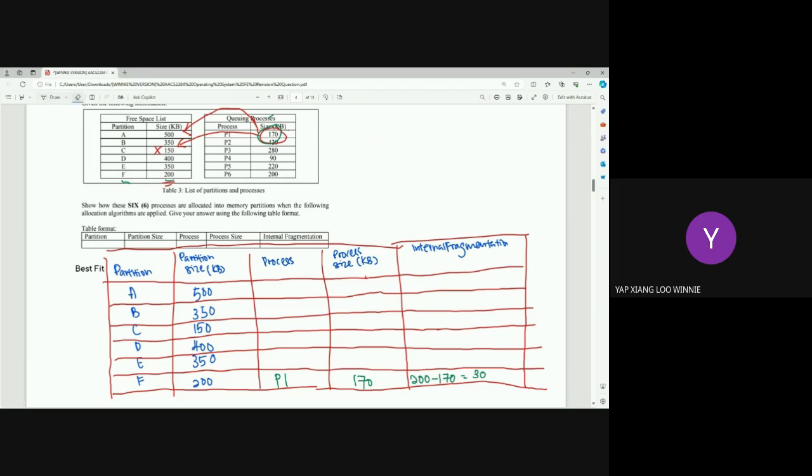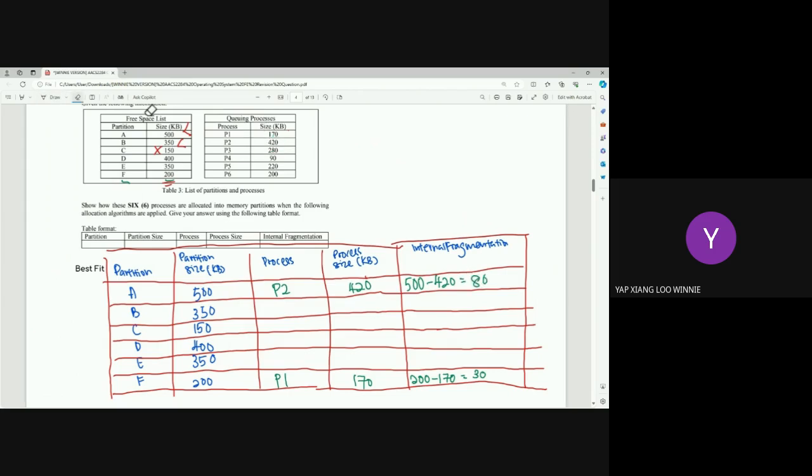Okay, let me erase this one. Now, process 2, the size is 420. So you scan through again. Which one can put in 420, and give you the least fragmentation? After you scan through, it must be this one, 500, the only one that can hold process 2 at 420. So fragmentation will be 500 minus 420 and you will get 80. Okay. Now process 2 done.